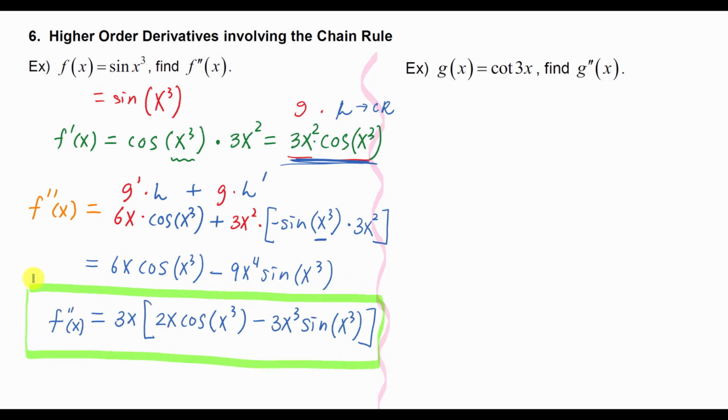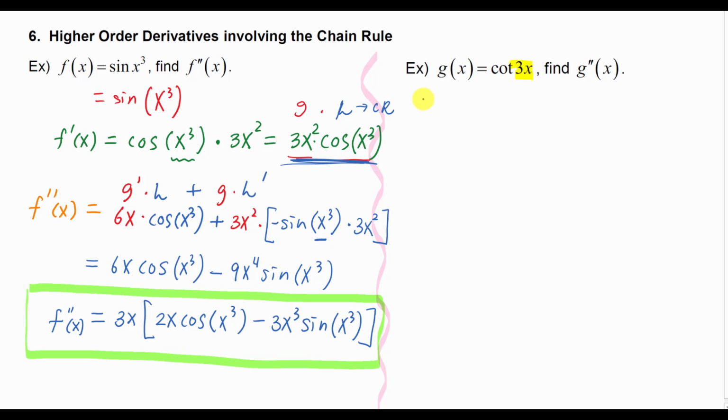Okay, this is the last problem of this section. g of x equals cotangent of 3x. Find g double prime of x. So let's do it again. It's not cotangent x, it's cotangent of 3x. So this is a composition of two functions. My outside function is cotangent and my inside function is 3x.